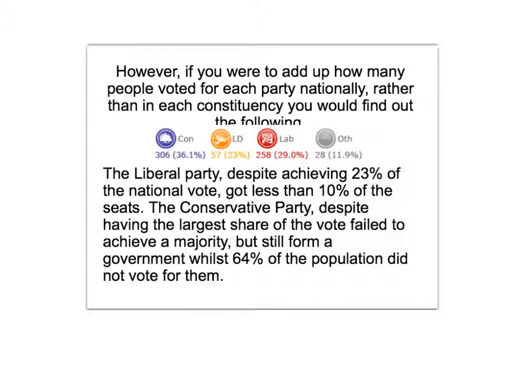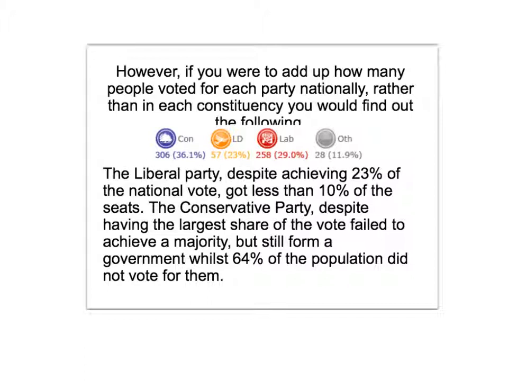Now, however, if you were to add up how many people actually voted for each party nationally, rather than each constituency, that is, area represented by an MP, you would find out the following. The Conservatives with 306 seats polled 36.1% of the vote. Labour, with 29% of the vote, achieved 258 seats. The Liberal Party, with 23%, a quarter of the vote, only polled 57 seats.